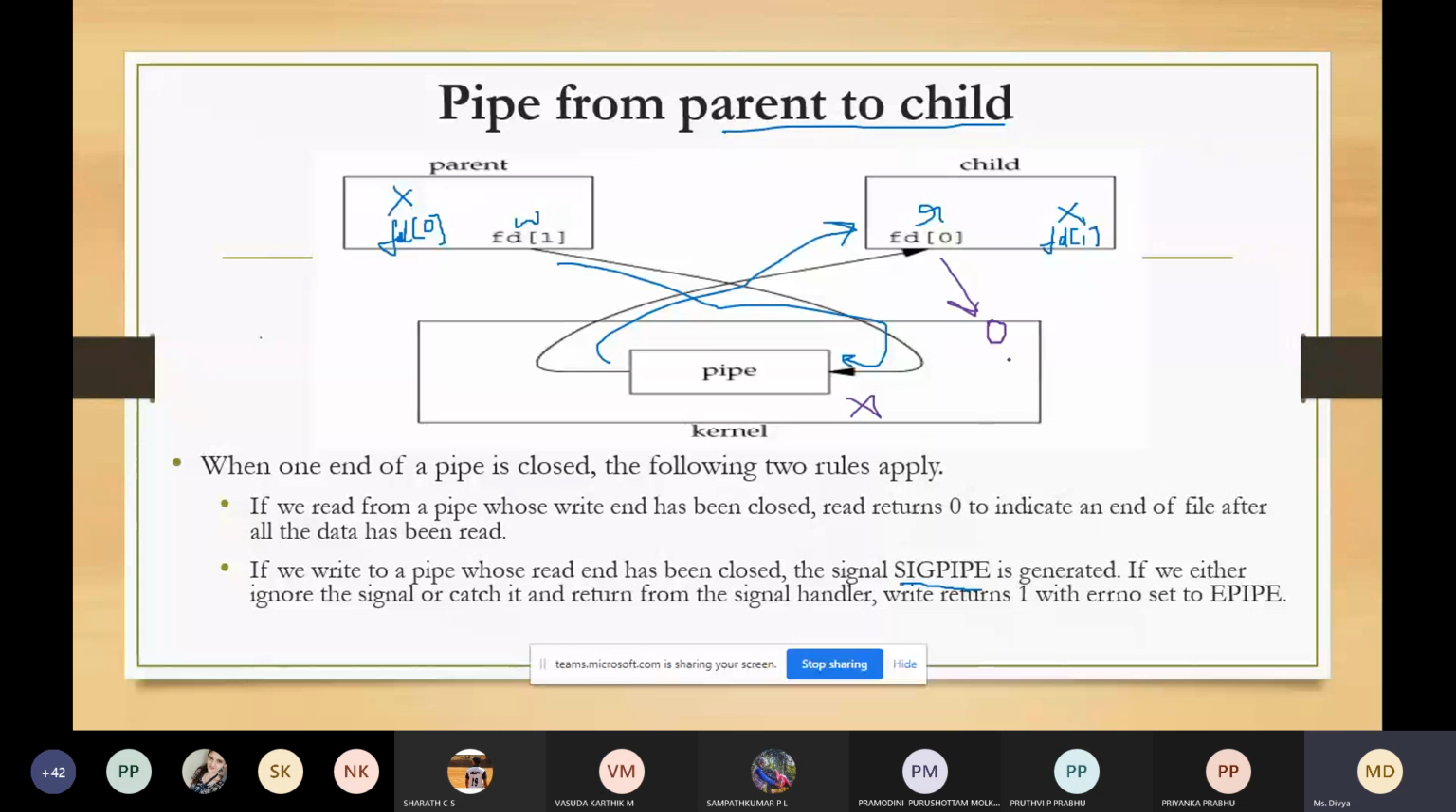In that case, it will return 0, indicating the end of the file, after all the data has been read. There is no data.